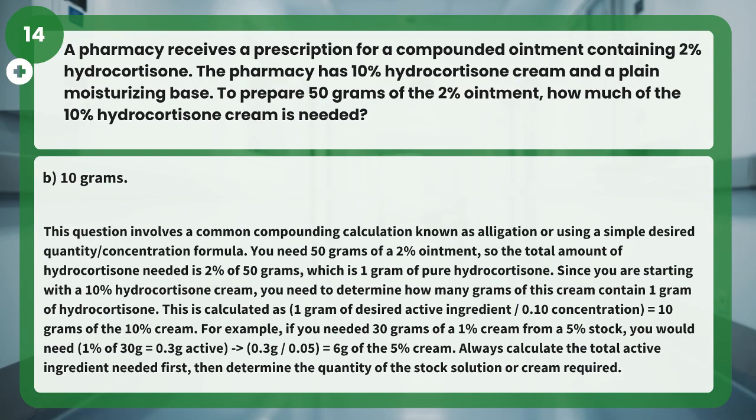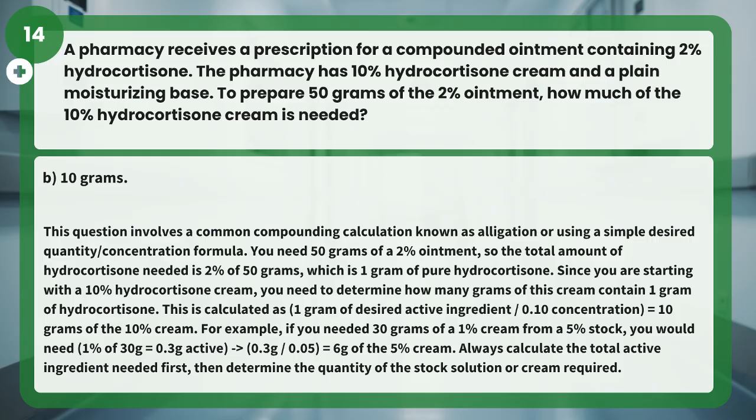Answer B. 10 grams. This question involves a common compounding calculation known as alligation, or using a simple desired quantity/concentration formula. You need 50 grams of a 2% ointment, so the total amount of hydrocortisone needed is 2% of 50 grams, which is 1 gram of pure hydrocortisone. Since you are starting with a 10% hydrocortisone cream, you need to determine how many grams of this cream contain 1 gram of hydrocortisone. This is calculated as 1 gram of desired active ingredient / 0.10 concentration equals 10 grams of the 10% cream.